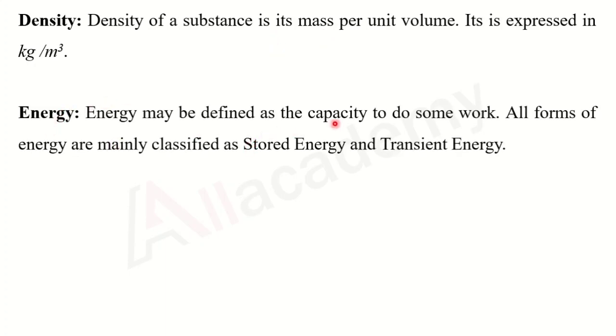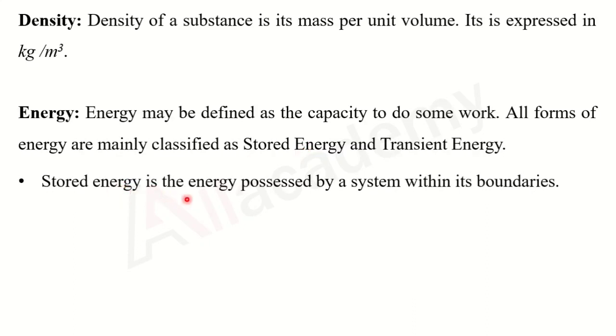The next one is energy. Energy can be defined as the capacity to do some work, and whatever energies there are, they are mainly classified into stored energy and transient energy. So what is stored energy? Stored energy is the energy possessed by the system within the system boundary. Examples are kinetic energy, potential energy, and internal energy.